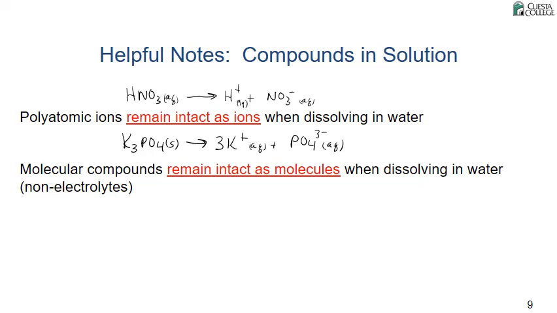Notice that both of these polyatomic ions stayed intact. They didn't fall apart into phosphorus and oxygen or nitrogen and oxygen.